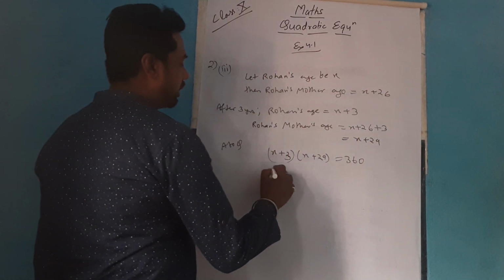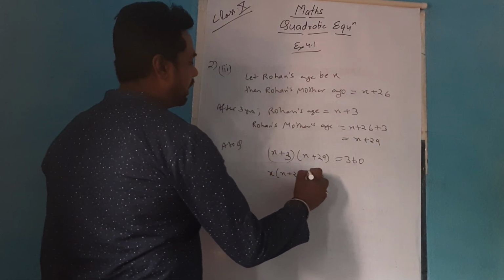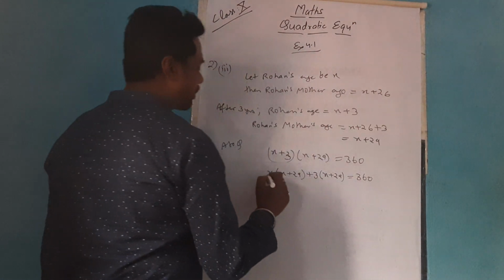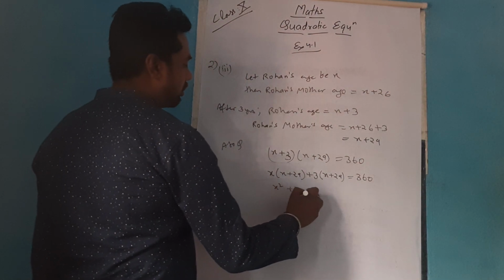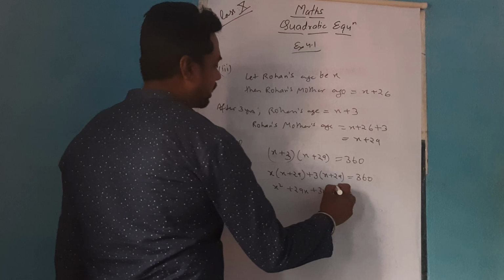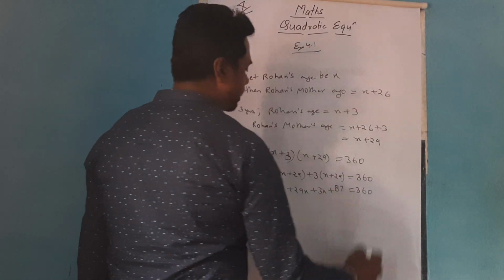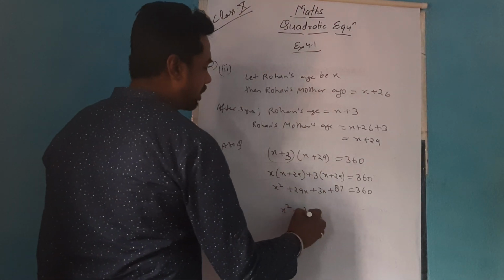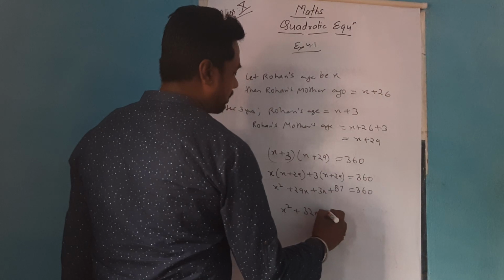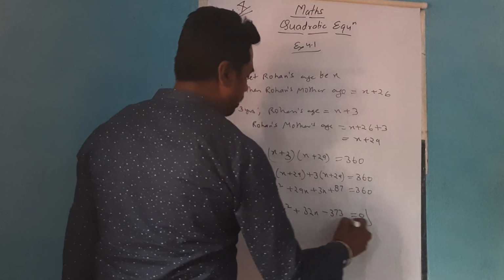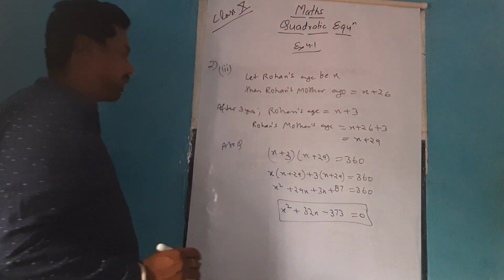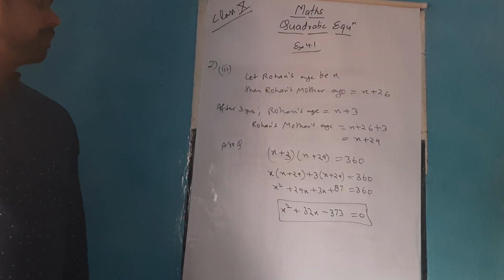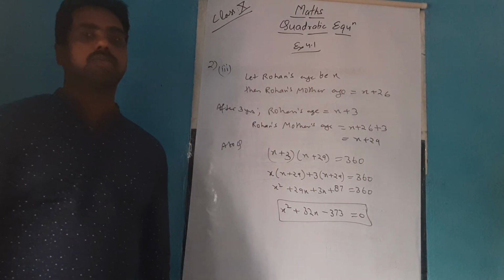Now we'll try to open the bracket. x times (x plus 29) plus 3 times (x plus 29) equals 360. x into x is x square, plus 29x plus 3x plus 87 equals 360. Now I'll put 360 towards the left. So that becomes x square plus 32x minus 373 equals 0. So this will be your quadratic equation: x square plus 32x minus 373 equals 0.